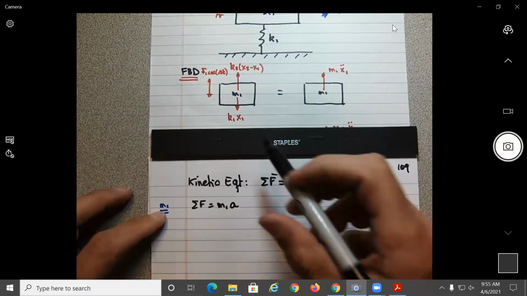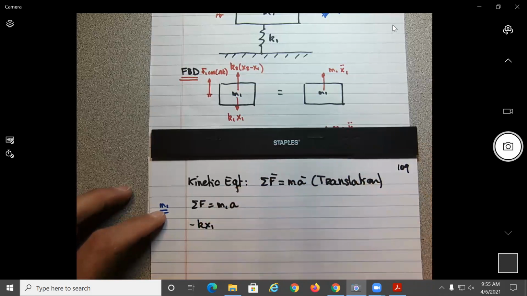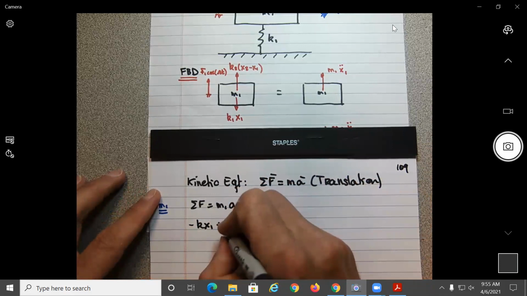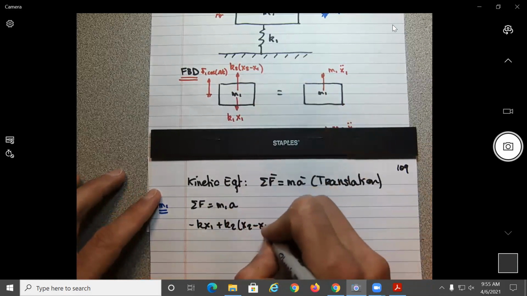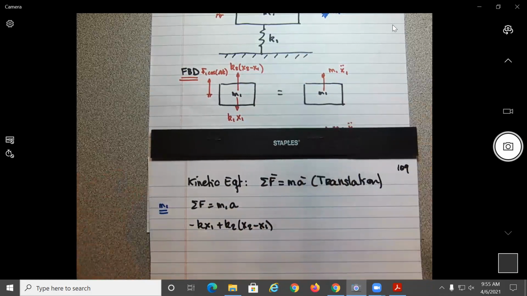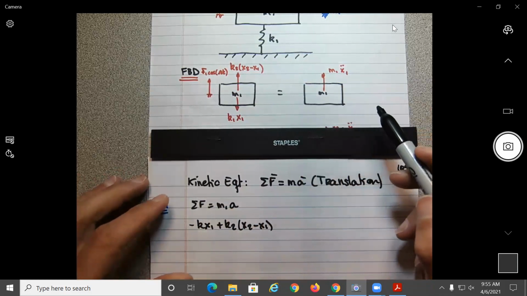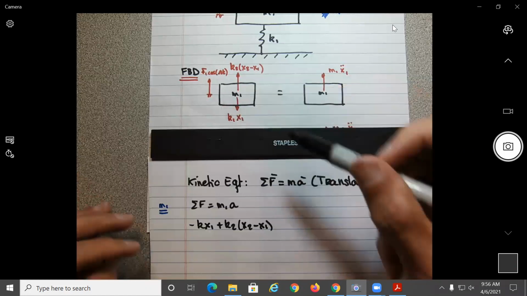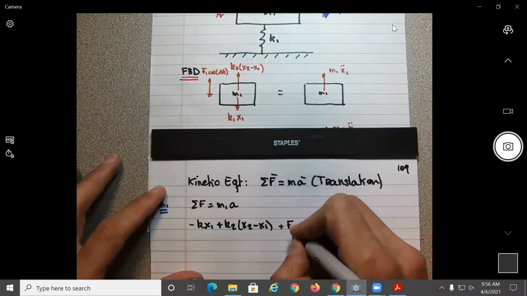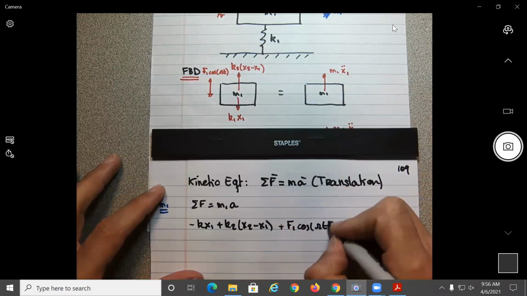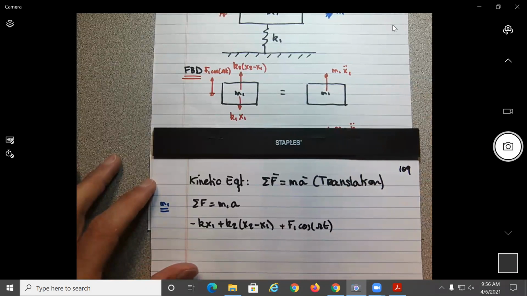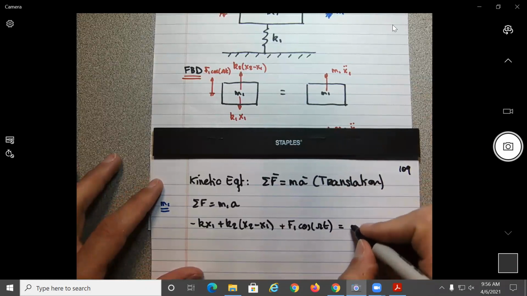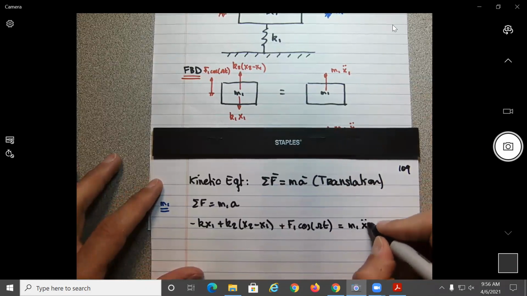So we look at that figure, what are we going to have? Minus K1 X1 plus K2 (X2 minus X1). What else do we have? Plus F1 cosine capital omega T, equal to M1 X double dot 1.